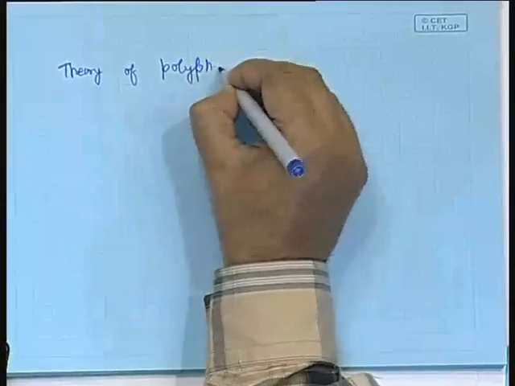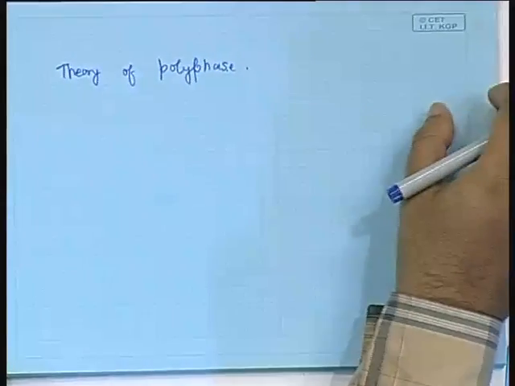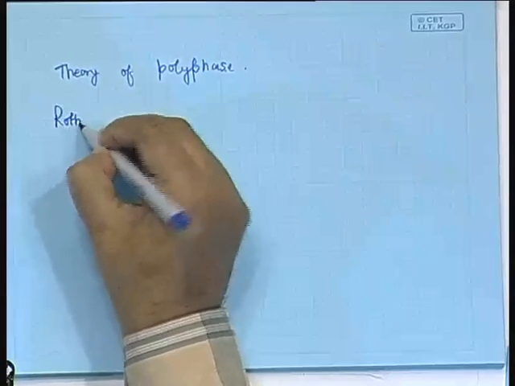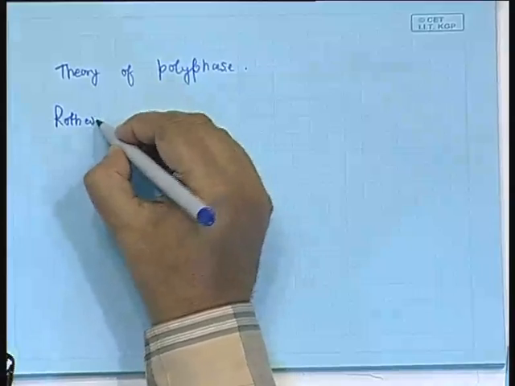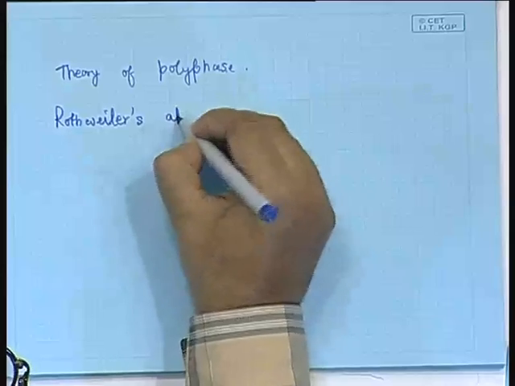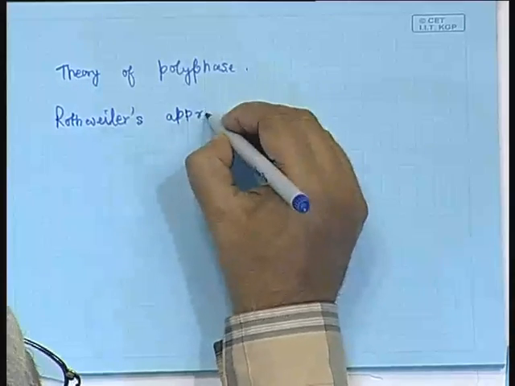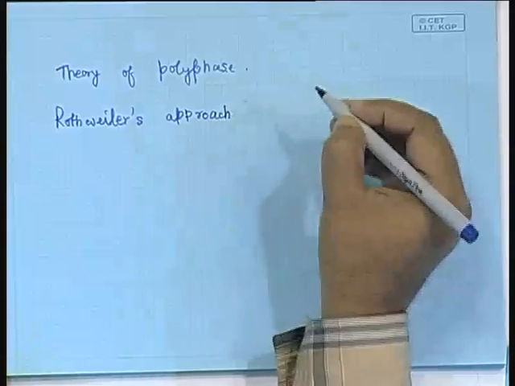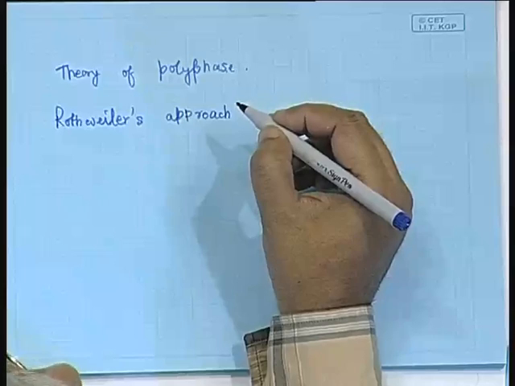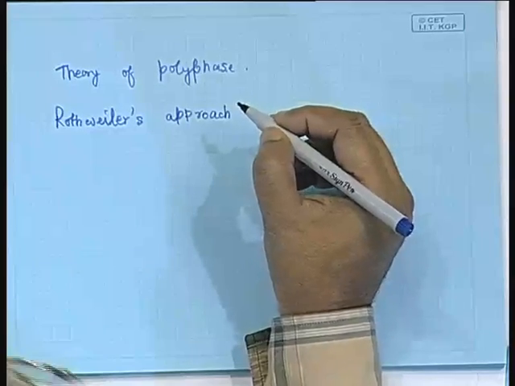And why do we call it polyphase? It is because this approach was first proposed by Rothweiler, and in Rothweiler's approach, a multi-phase filter implementation has been analytically established. It is shown that if you have a prototype low pass filter, then you can realize a bank of filters by simply modulating that filter.